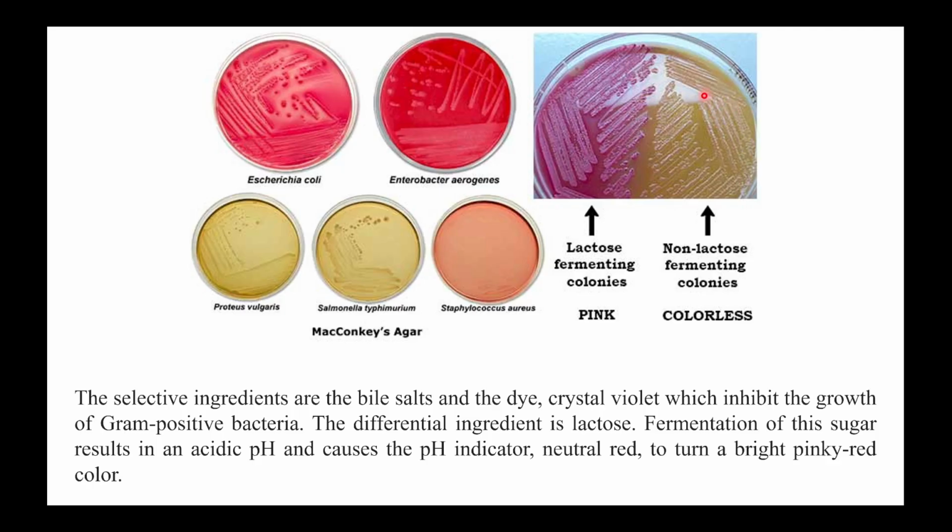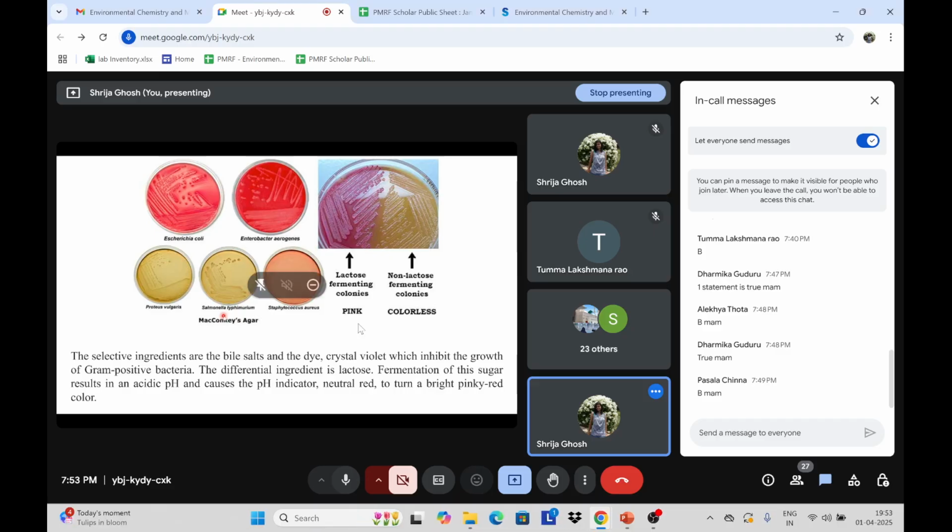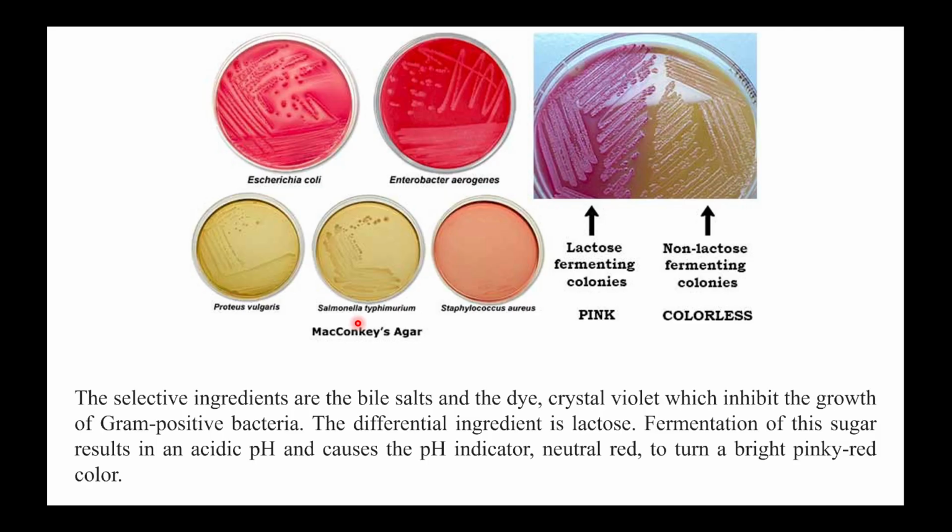Whereas the non-lactose fermenting colonies will become colorless or yellowish in color. Okay, so these are non-lactose fermenting colonies and these are lactose fermenting colonies. Okay, so this is MacConkey's agar. It is a selective as well as differential medium. Anybody has any doubt in this?